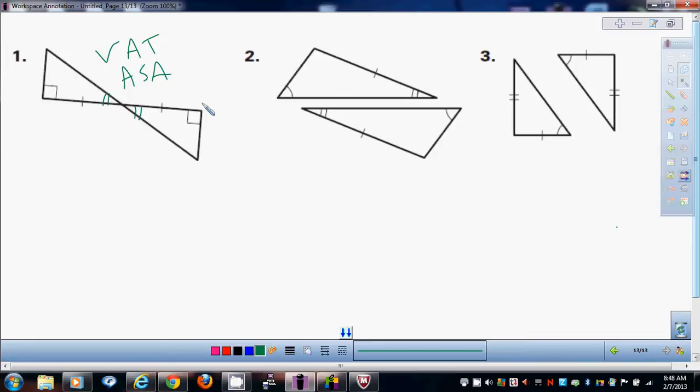Now, I told you two problems ago, as soon as you see 2 angles, what should you immediately start with if you have 2 angles? Okay. Third angles theorem. If you have two, go ahead and mark the third with the third angle theorem.